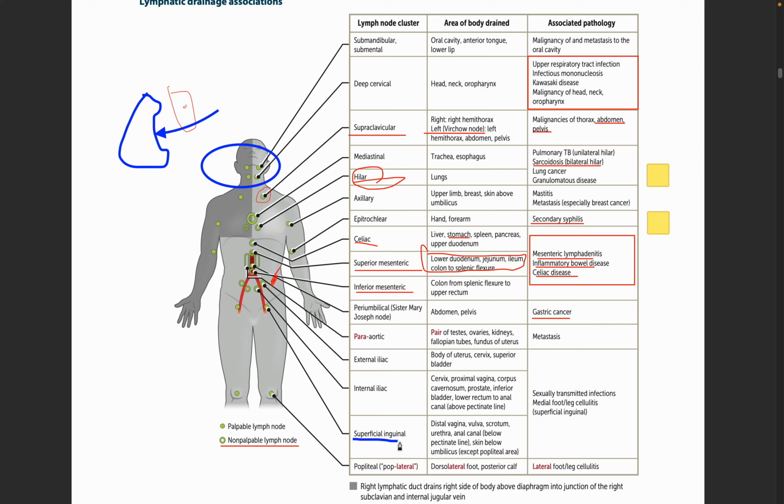Then comes the superficial inguinal lymph nodes. These are important. I will not tell you why; I want the answer from you. These get drained from the distal vagina, vulva, scrotum, urethra, anal canal below the pectinate line, and skin below the umbilicus, except the popliteal area. Now tell me why these superficial inguinal lymph nodes are important in regards to the USMLE or an MCQ.